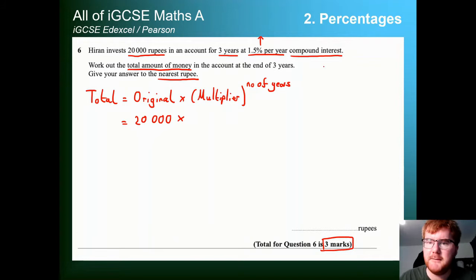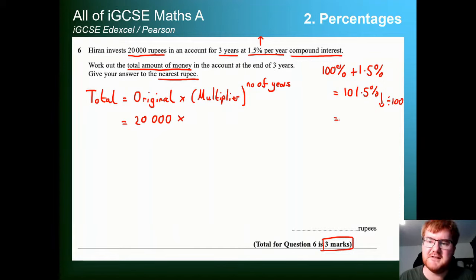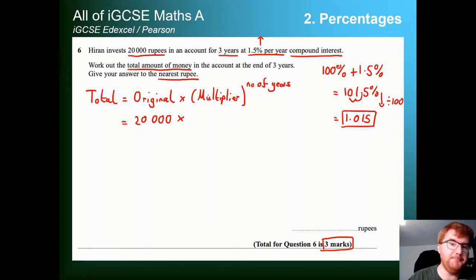So to work out our multiplier, we take the original, 100%, we add on 1.5%, and if we do that, you can use a calculator, of course, we get 101.5%. But we want to turn this into a multiplier, so we take this number and divide by 100. You can think of it as moving the decimal point twice, if that helps. That gives you 1.015. So this is this crucial number that we're going to see a lot in this part of the video. So our multiplier is 1.015, and then to the number of years, well, we're told that in the question.